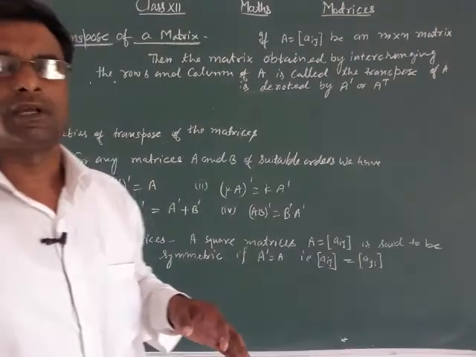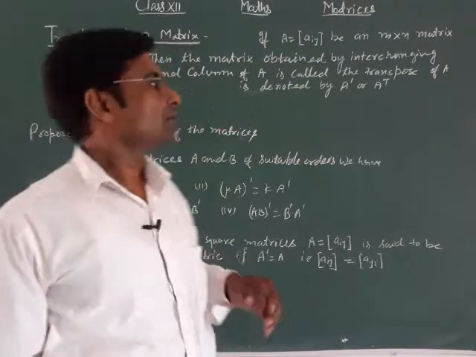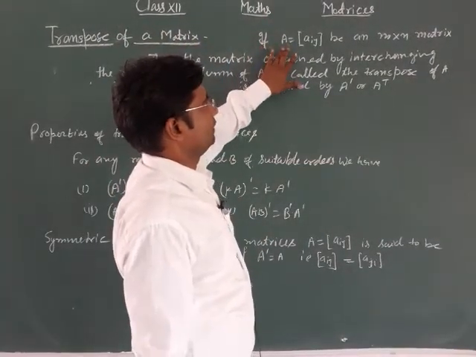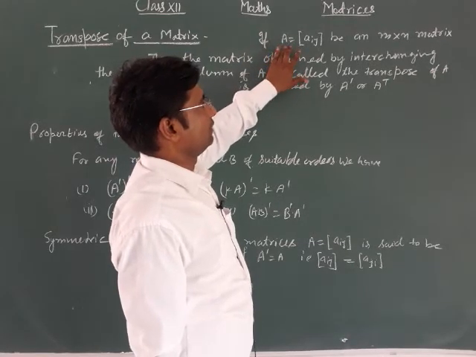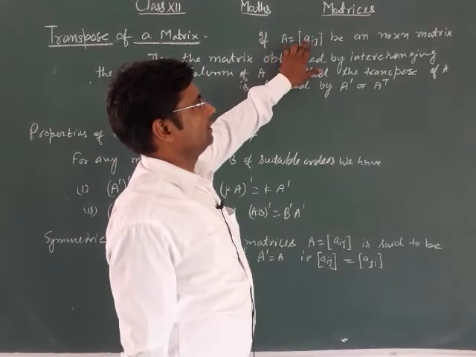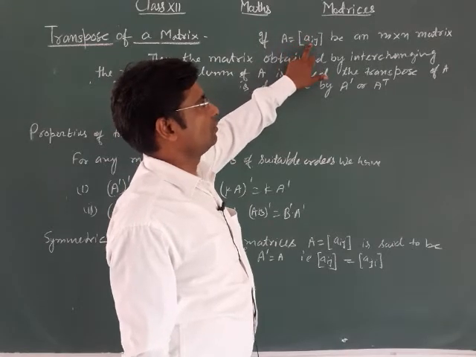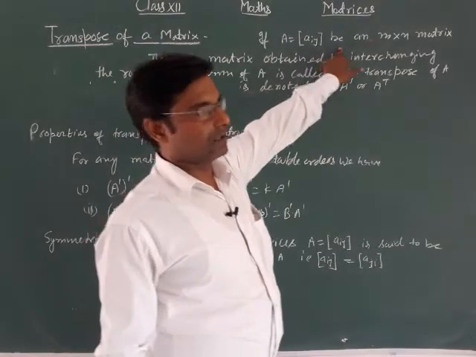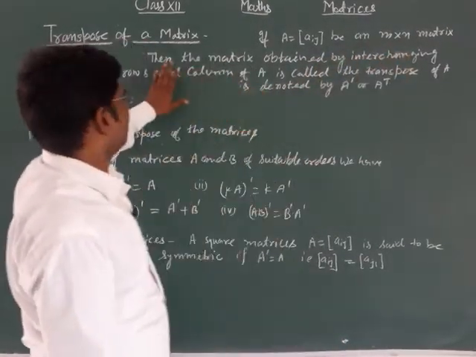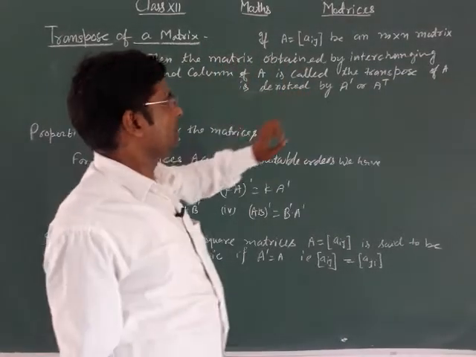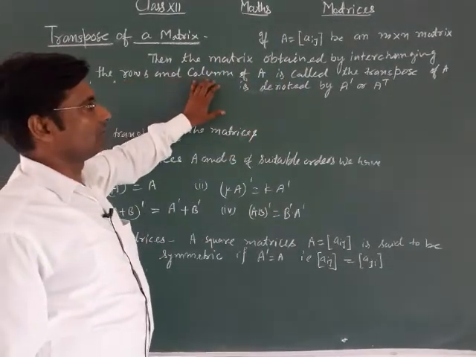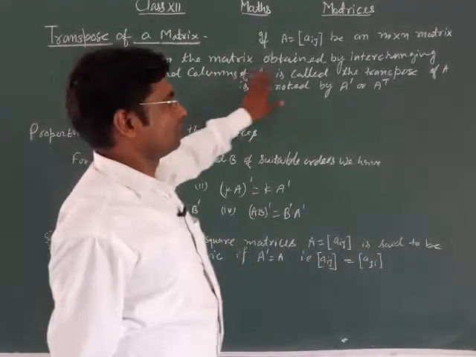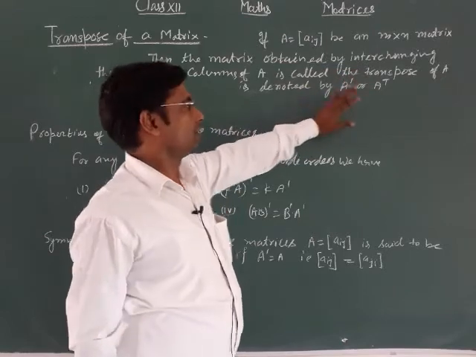Dear student, today I will discuss the transpose of a matrix. If A is a given matrix, a matrix element is a_ij, where i means row and j means column. If A is a matrix of order m by n, then the matrix obtained by interchanging the rows and columns of the given matrix is called the transpose matrix of A.